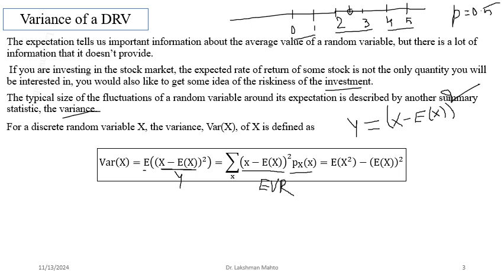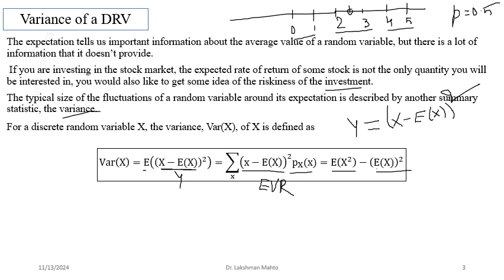Okay, now here it is dealing with the expectation of the probability density, or probability mass function, of a given random variable X. Now further we will simplify it. It is just a simplified form, and it comes out like this. It is talking about the expectation of X square minus the square of the expectation of X.